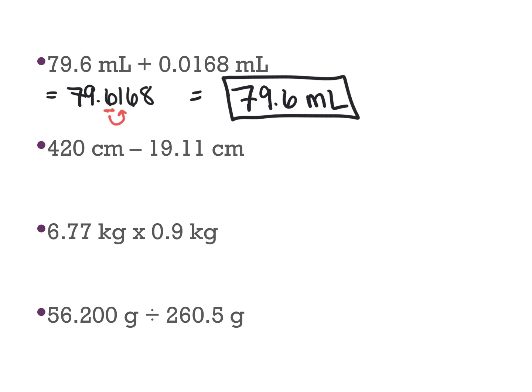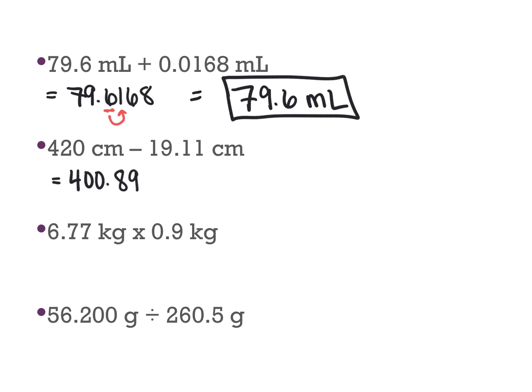Okay, our next one, 420 minus 19.11. Go ahead and type that into your calculator. And what do you end up getting? 400.89. You are subtracting. So are you doing sig figs or decimals? Decimals. Does 420 have any? No decimals. So how many can your answer have?